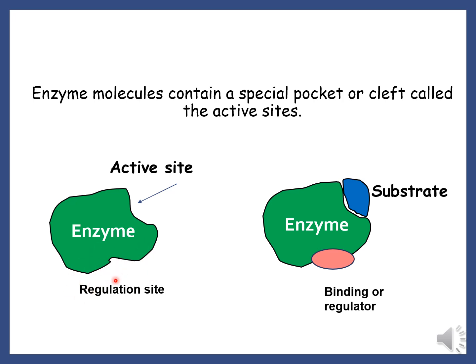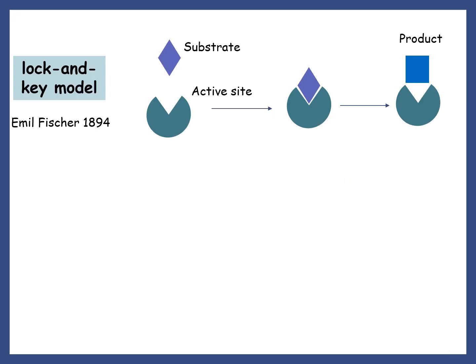If more enzyme activity is needed, it might accelerate the reaction through the binding of some regulatory molecules, or if the enzyme activity needs to be lowered or stopped, an inhibitor or a negative effector would bind on the regulatory site and lower the enzyme activity. So these are the two key structural components which an enzyme has. One is the active site and the other one is the regulatory site.